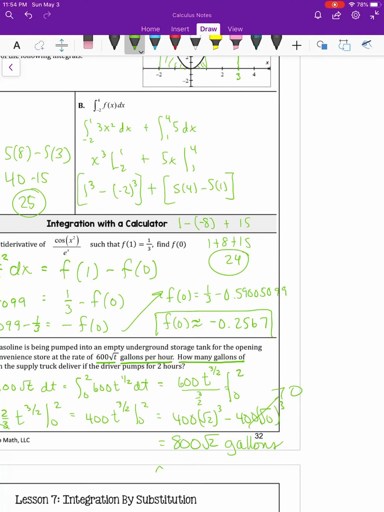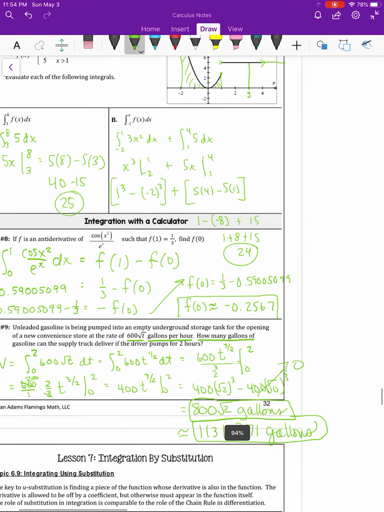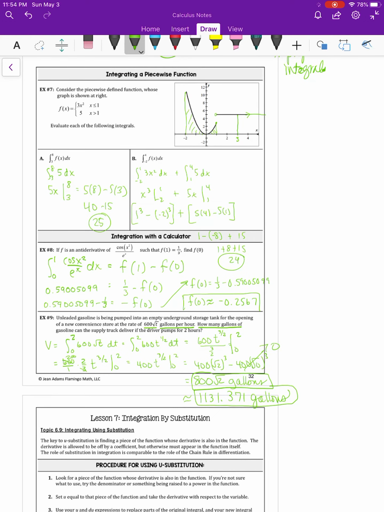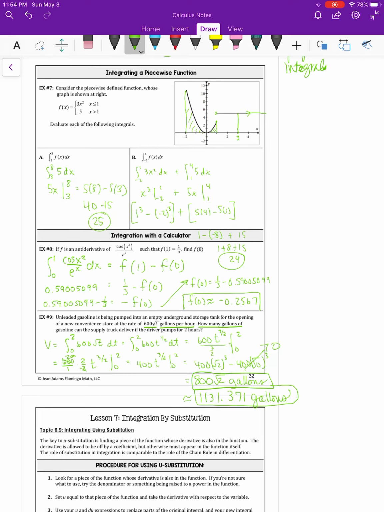Square root of 2 times the square root of 2 is 2. So that's 800 times the square root, and then there's one more square root of 2 left. So 800 times the square root of 2 gallons is your answer. And if you put that in your calculator, that is approximately 1,131.371 gallons. Okay? So there's the exact answer, and this one is the approximate one. And we integrated gallons per hour.